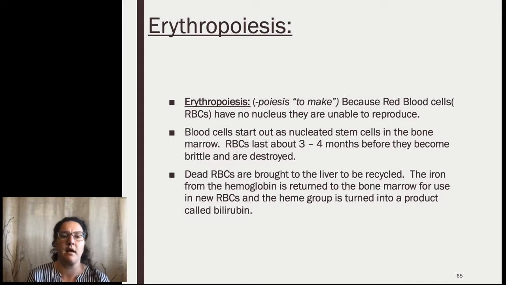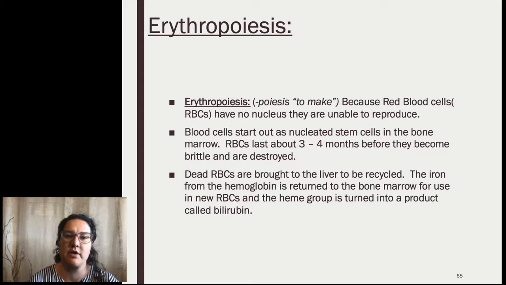Erythropoiesis is the process of making red blood cells. So because red blood cells have no nucleus, they're unable to reproduce. They start out as nucleated stem cells in the bone marrow and last about 3 to 4 months before they become brittle and destroyed. So they're constantly being regenerated.